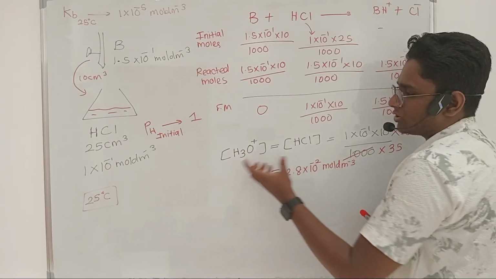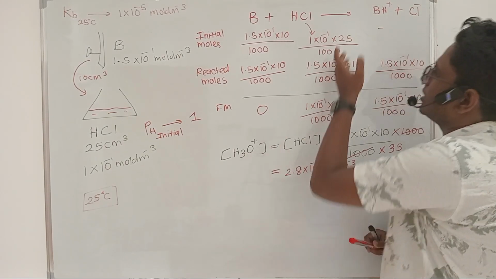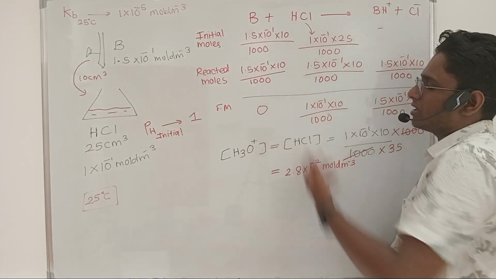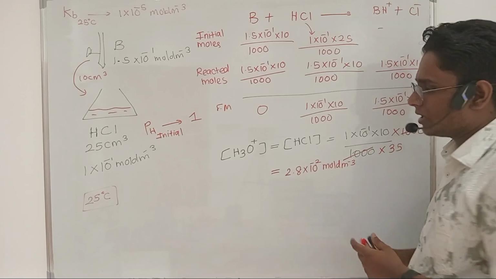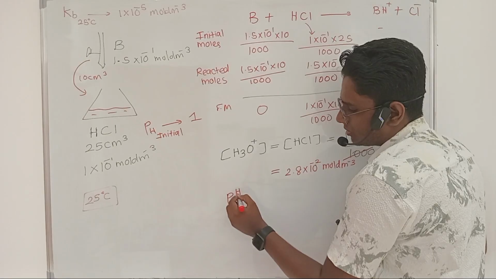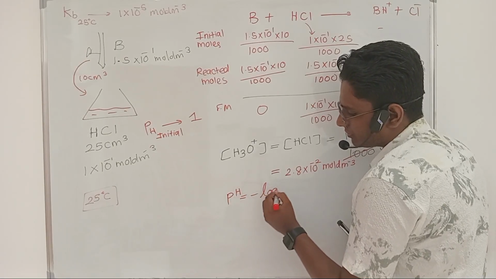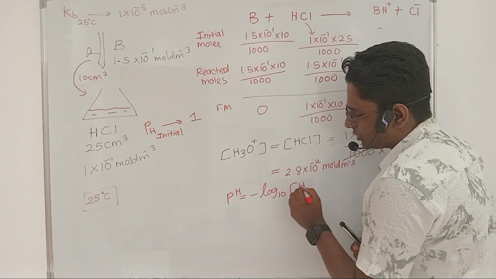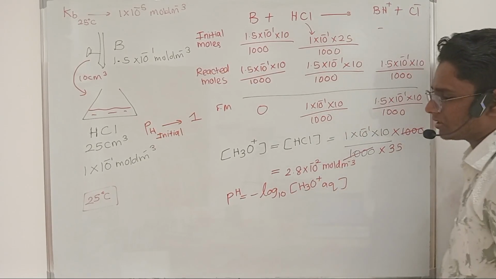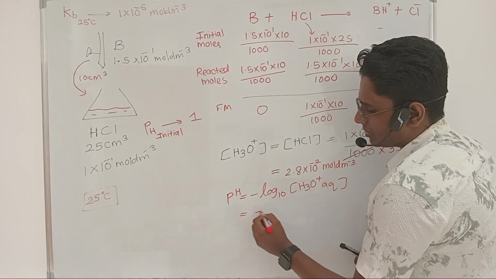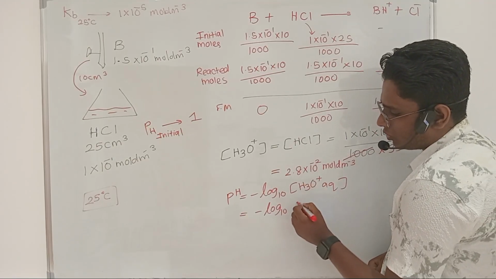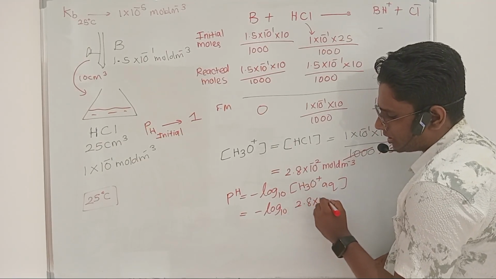Because here we are assuming H3O+ is obtained from HCl only, because BH+ does not ionize. The amount ionized from BH+ we are assuming as negligible, as explained before. Now, how can you find the pH? pH is equal to negative log 10 of the concentration of H3O+ aqueous. You all have to write this equation in the exam, because they give marks for it. The substitution will also get marks: negative log 10 of 2.8 into 10 to the power minus 2.